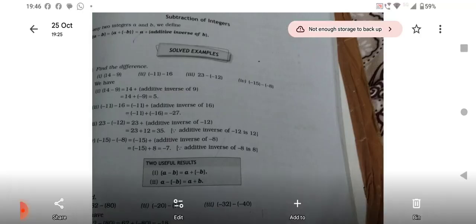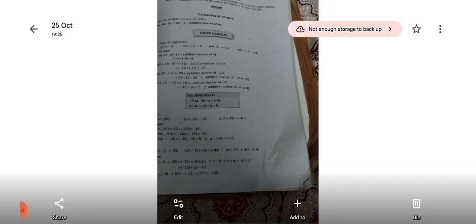Subtraction on integers. For any two integers a and b, we define a minus b as a plus minus b, which equals a plus additive inverse of b. Two useful results. 1. a minus b equals a plus minus b. 2. a minus minus b equals a plus b.